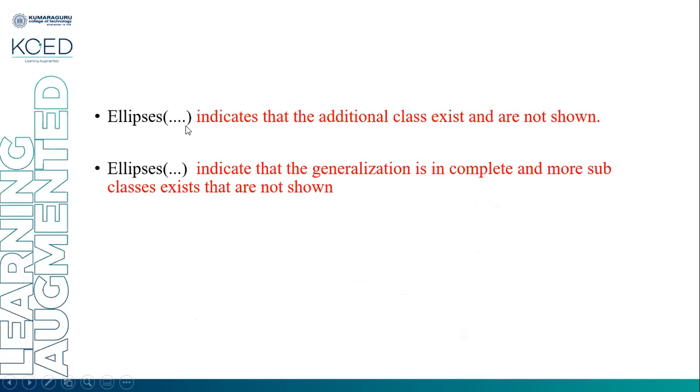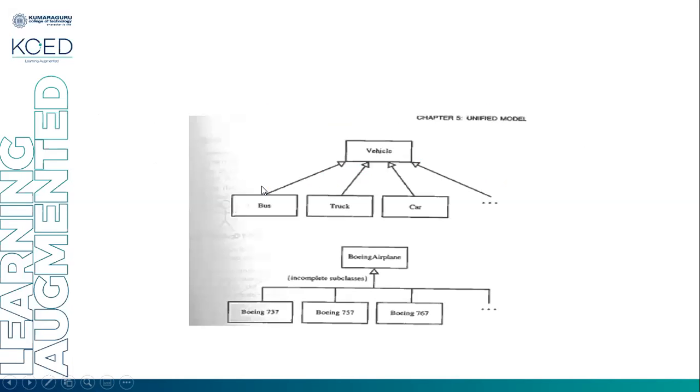Next is the ellipsis with dots. An ellipsis indicates that additional classes exist, but they are not shown in the diagram. If you give an open and close ellipsis with a dot symbol, it indicates that some more subclasses exist which are not shown in the diagram. The ellipsis indicates the generalization is not complete, and more subclasses exist that are not shown. So for vehicle, you have bus, truck, and car.